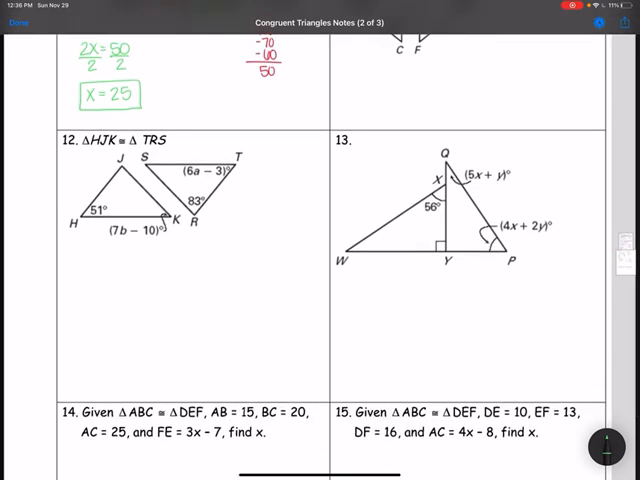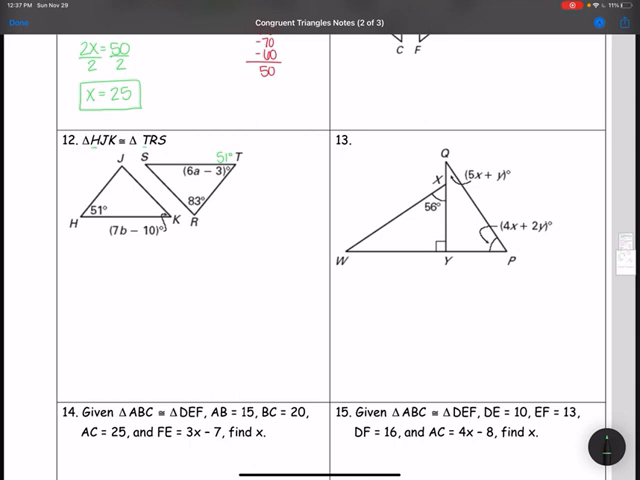Again, I used corresponding parts and triangle sum to find all the missing angle measurements. Let's look at number 12. Now, number 12 is using a congruence statement. Okay, so for number 10, we looked at all the angle markings. For number 12, we're looking at the congruence statement. So they're telling me that H and T are the same. So if H is 51, that means T is 51 degrees.